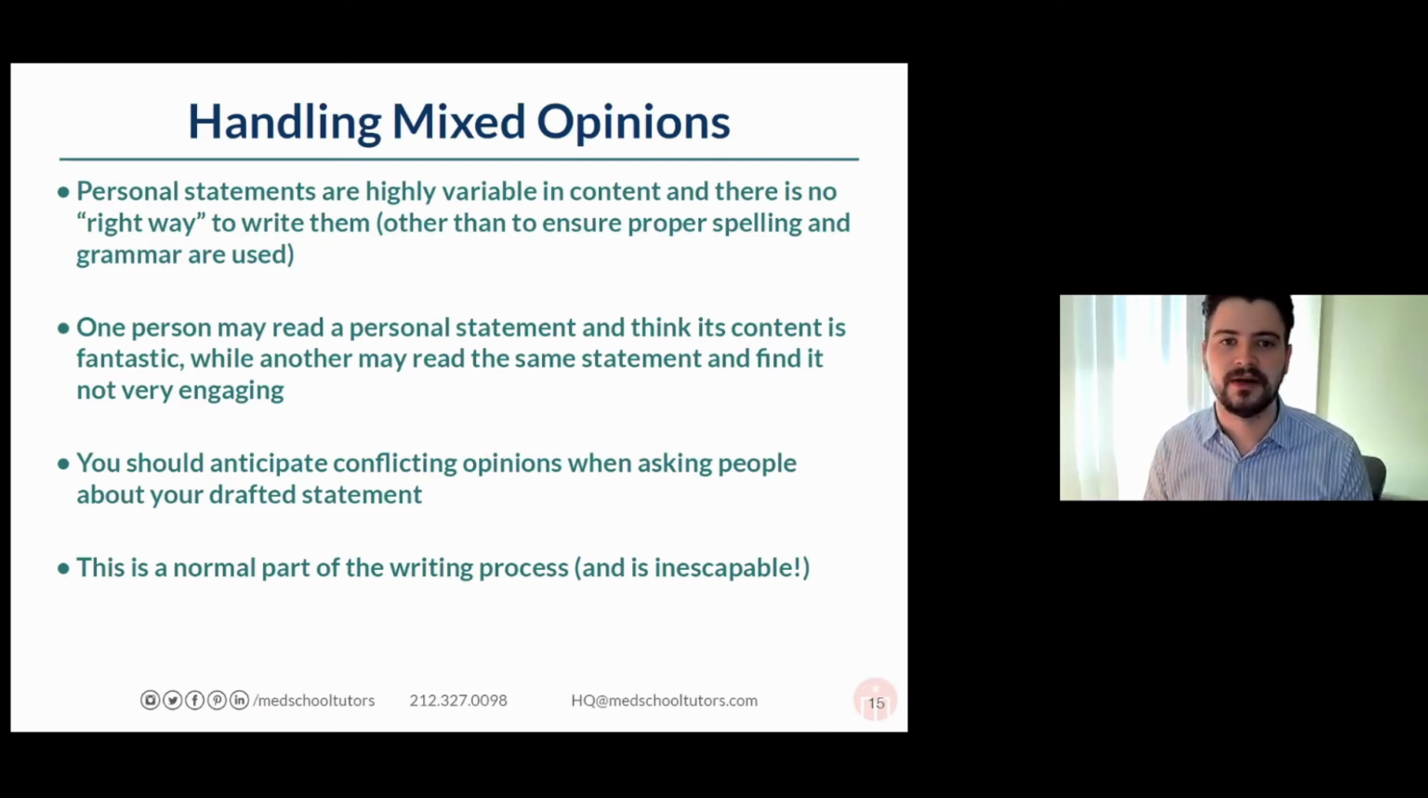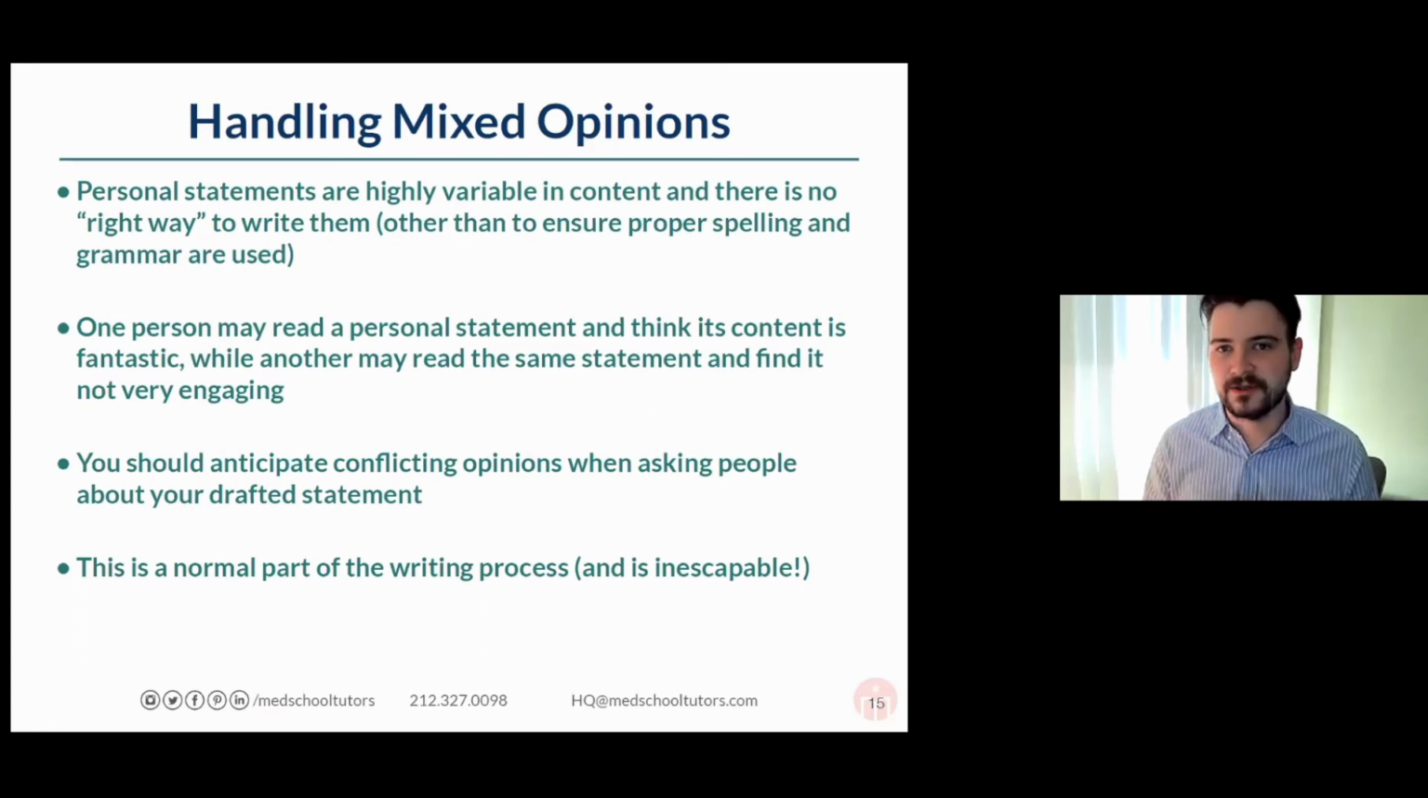So thinking about how to handle mixed opinions. I can't say this enough: personal statements are highly variable in their content. There is absolutely no right way to write them other than to ensure that they have proper spelling and proper grammar. This means that one person may read a personal statement and think that its content is absolutely fantastic, and then another person may read the same statement and find that it's not very engaging. This is just a feature of what people feel drawn to in writing and in the descriptions of other people's experiences, and there's nothing we can do to change it.